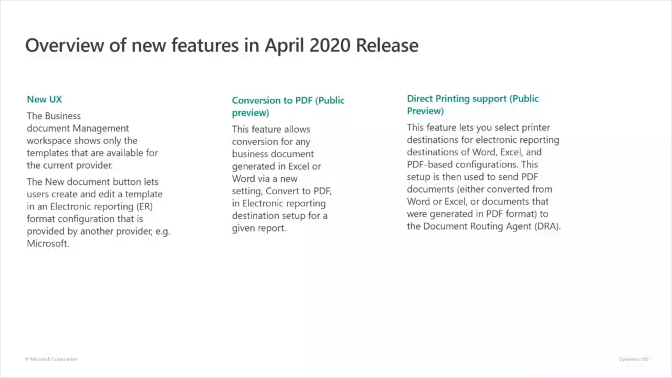Also, you can get this new template from Global Repo, and we'll talk about it as well. Then the most requested feature, which we release as a public preview in April release, is conversion to PDF. It allows you on the fly to convert Excel or Word document, which you configure in business documents, to be saved as PDF and sent to email or just shown as a file on screen.